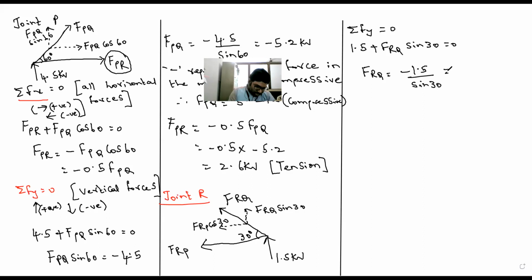Can someone say what this value is now? 1.5 by sin 30. How much are you getting? You should let me know. 3. Compressive or tensile? Compression? Yes, compression. So this is minus 3 kilonewton. Therefore, F_RQ is equal to 3 kilonewton, compression.